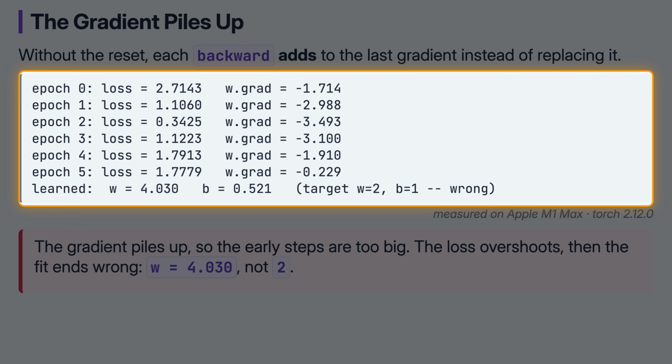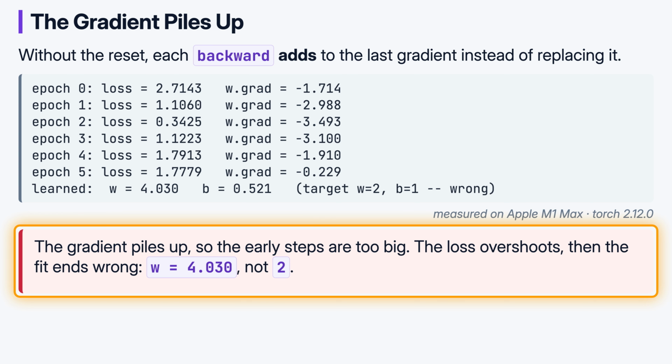Without the reset, each backward adds to the last gradient. So w.grad piles up, first minus 1.714, then minus 2.988, then minus 3.493. The loss even turns back up at epoch 3. By epoch 4, it climbs to 1.7913. The piled up gradient makes the early steps too big. The loss overshoots and the fit never recovers. The fit ends wrong. w is 4.030, not 2. This is why the ring puts zero grad before backward.